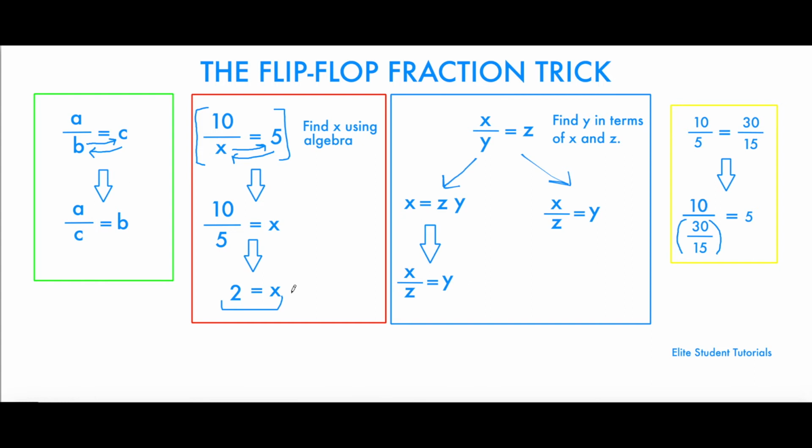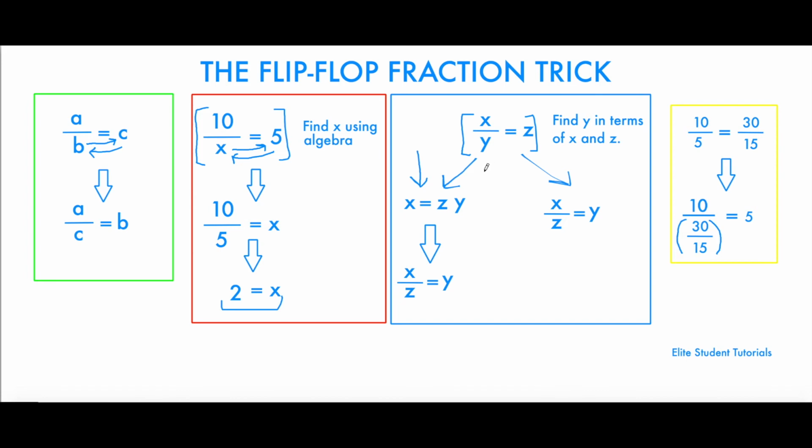This is an easy example, but the flip-flop fraction trick can also be used in harder problems, like the one in the blue box. In the blue box, we have an SAT type problem that says, if x over y equals z, find y in terms of x and z. This basically tells us to isolate y on one side of the equation. On the left side, I have solved this problem without using the flip-flop fraction trick. As we can see, it takes 2 steps instead of 1.